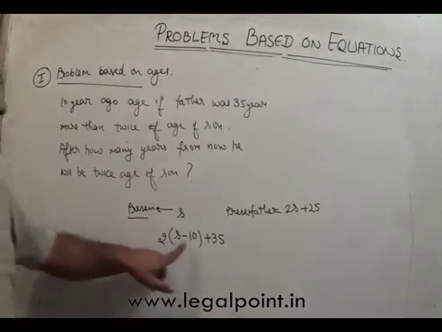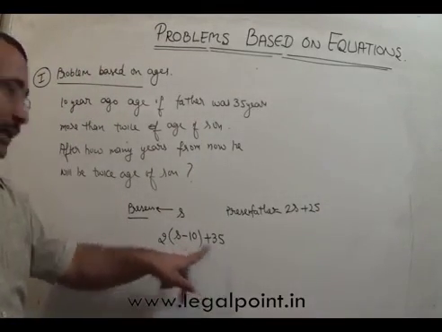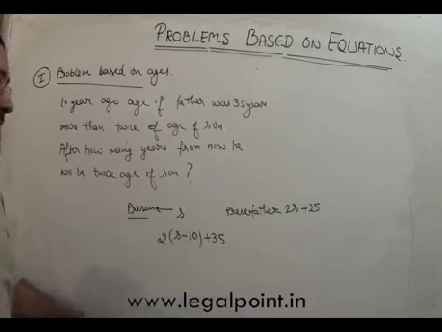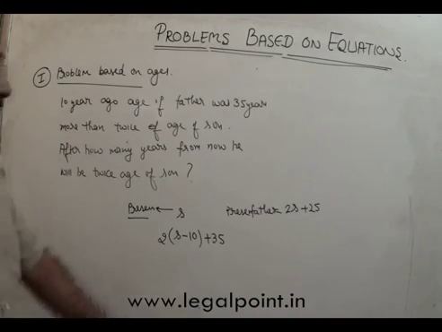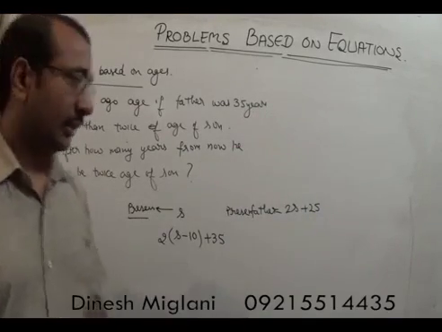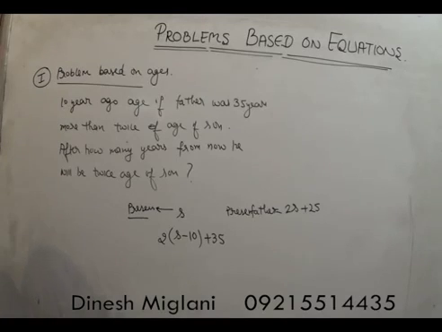Means 2S minus 20 plus 35, that will be 2S plus 15, that is 10 years ago, and the present age would be 2S plus 25. Now the question is, after how many years from now will the age of the father be twice the age of the son? Let us assume that after X years, the age of the father would be twice the age of the son.